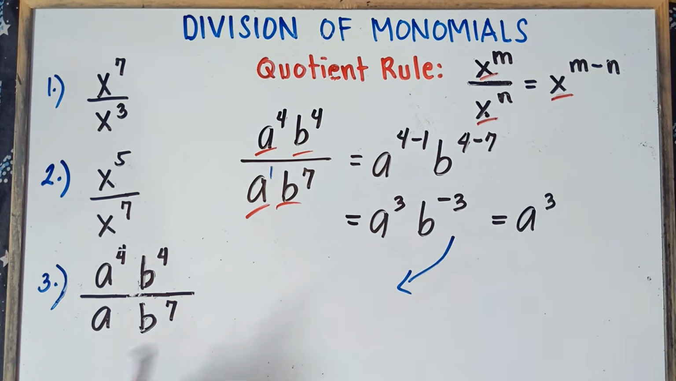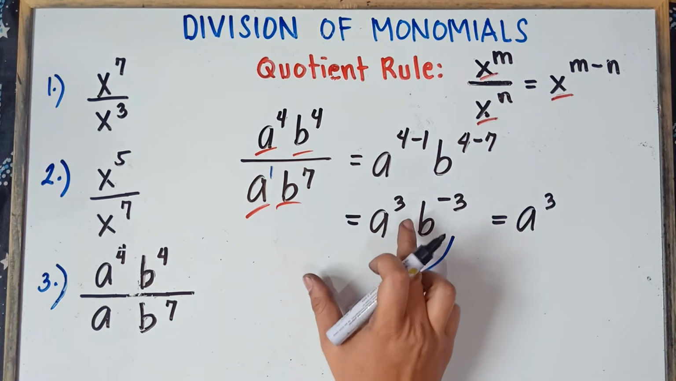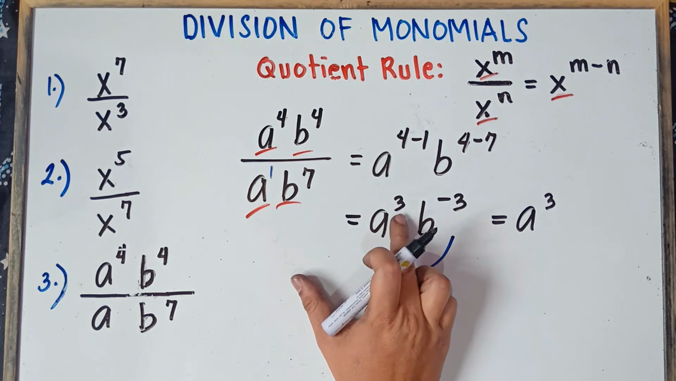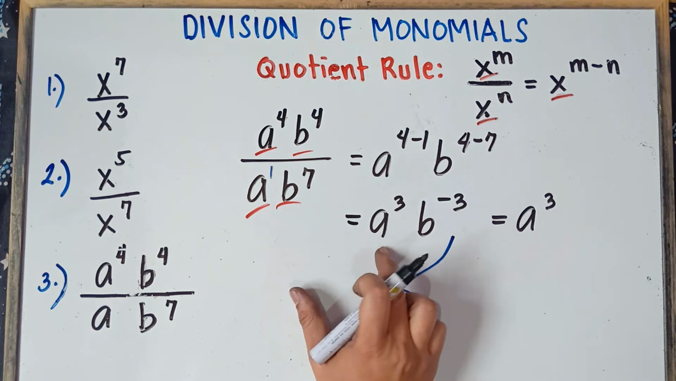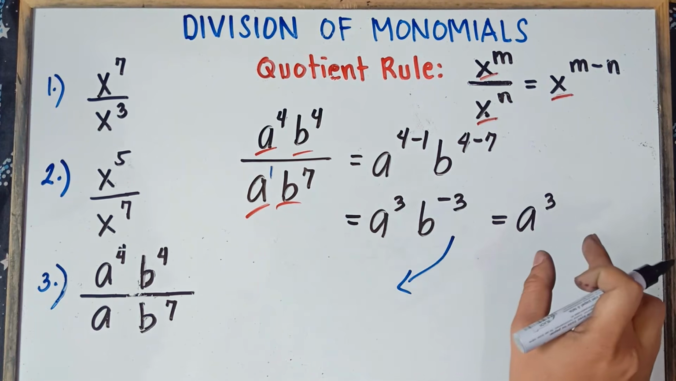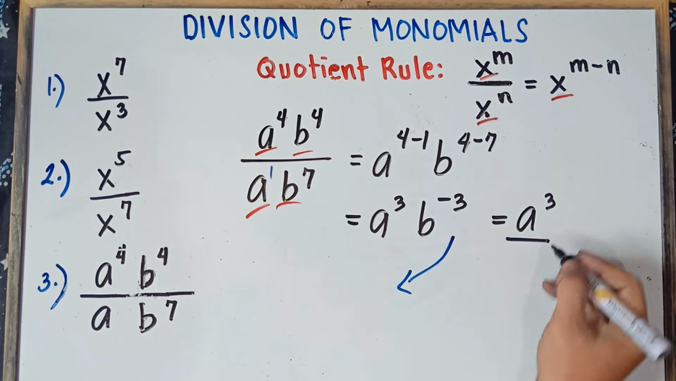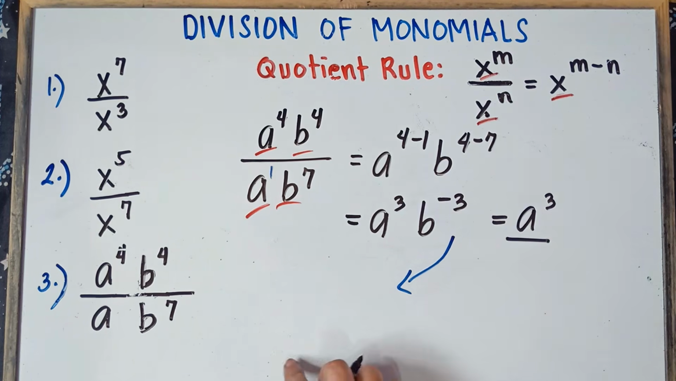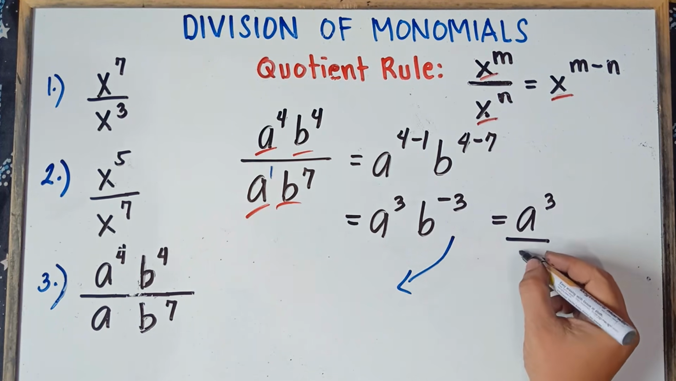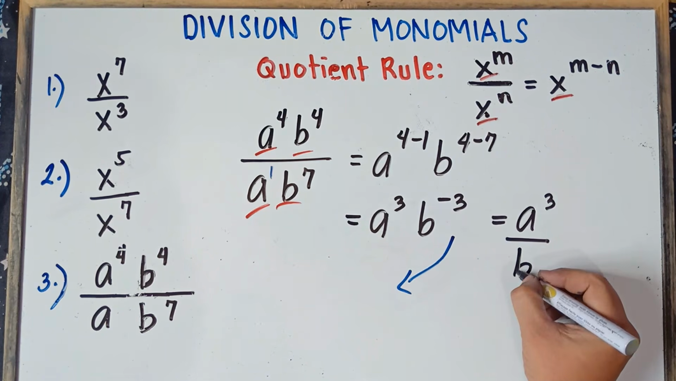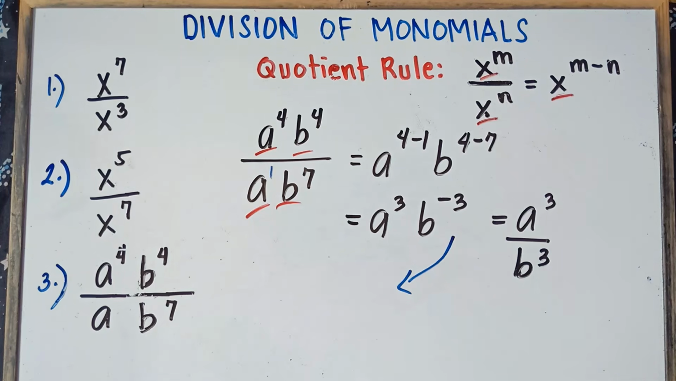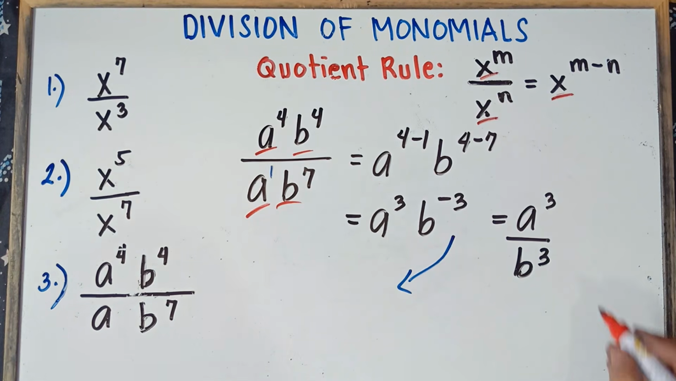Once again, class, do not put this one on the denominator because this is positive exponent. Okay, there's nothing to do, class, with a because this is a positive exponent. Simply copy a cubed. Over, this is negative exponent, put this one on the denominator and it will become positive exponent. So that will be b raised to the power of 3. That's it, class. Simple as that, class, with regards to example number 3.